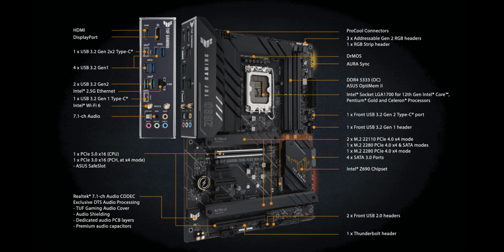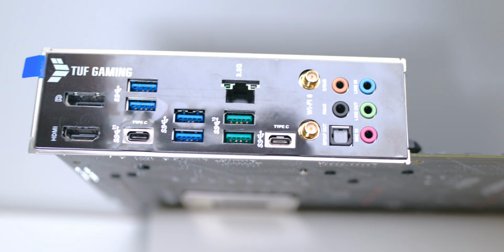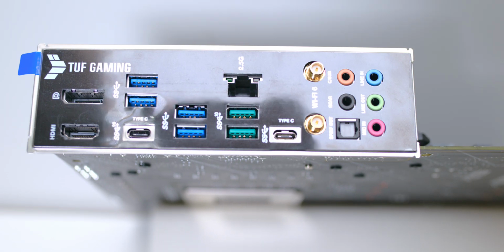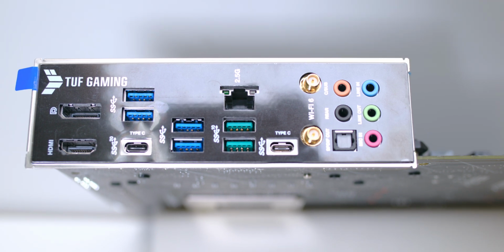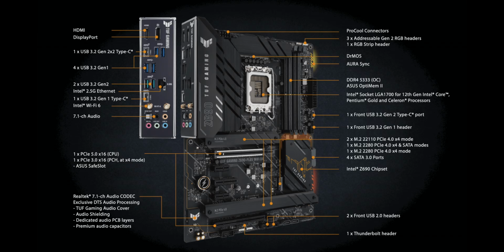This does have a PCI Express 5.0 x16 slot there. It has 4 M.2s, Wi-Fi 6, Intel 2.5 gig Ethernet, HDMI, DisplayPort, USB 3.2 Gen 2x2 Type-C. And you can even have front USB 3.2 Gen 2 Type-C, 6 SATA ports, Thunderbolt 4 support, and of course the RGB with the Aura Sync there.